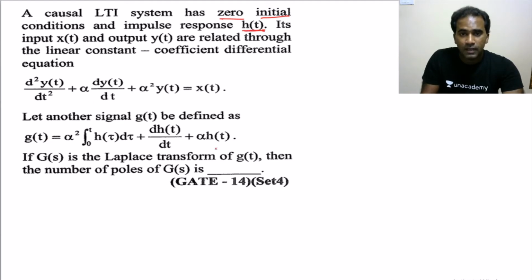If G of s is the Laplace transform of g of t, then we need the number of poles of G of s. So what we are supposed to find is the Laplace transform G of s. Let us find the Laplace transform of this signal.